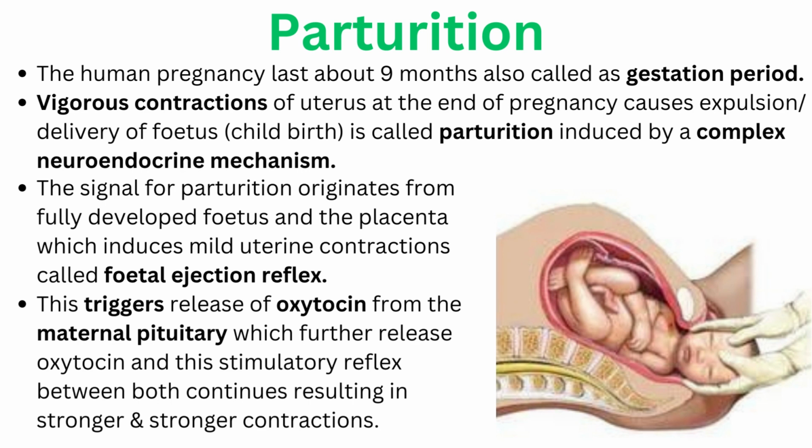The signal of parturition originates from the fully developed fetus and placenta, which induces mild uterine contractions called the fetal ejection reflex. This triggers release of oxytocin from the maternal pituitary, which further stimulates contractions, and this stimulatory reflex between both continues, resulting in stronger and stronger contractions. This cycle goes on, and after that the parturition happens.